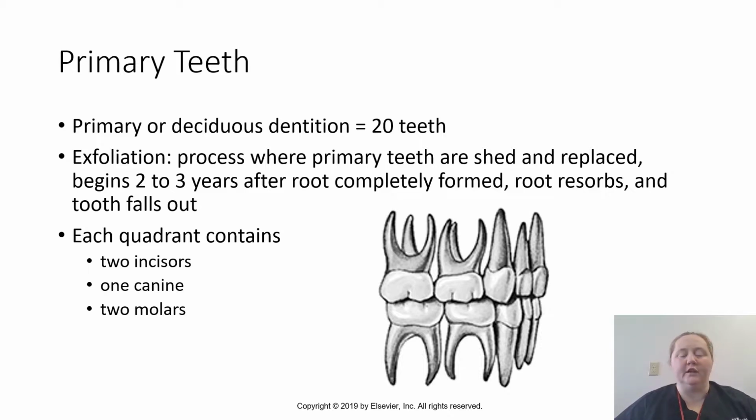As far as exfoliation, exfoliation is the process where the primary teeth are shed or replaced. And this begins at 2 to 3 years after the root completely forms. So then the root resorbs and the tooth falls out. So we finally get our root to form, have it for a couple years, and then it starts to resorb, meaning kind of dissolve in a way, okay? And then that is what allows the tooth to fall out, because with a root it wouldn't fall out, okay?